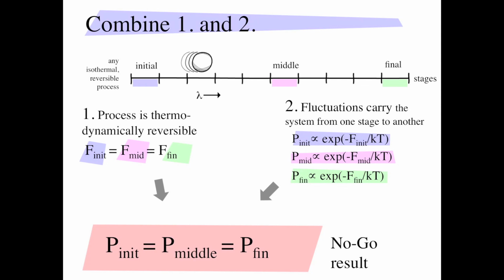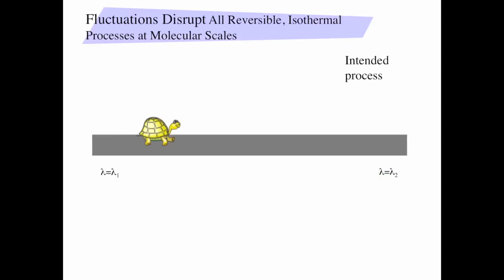Fluctuations distribute the system uniformly across the entire process. That means there is no definite process with a beginning or an end. There's simply a muddle of fluctuations carrying the process to and fro. This is the process that we intended, a slow progress from beginning to end. This is the process we get. Fluctuations carry the system to and fro without any discernible beginning or end.